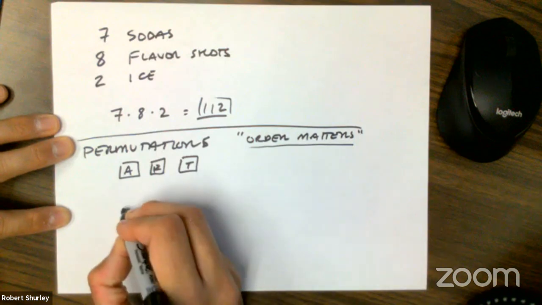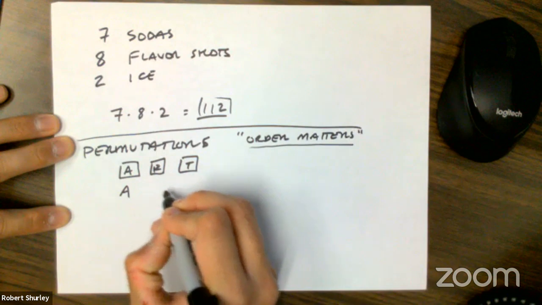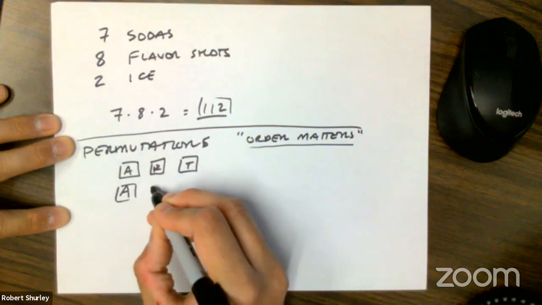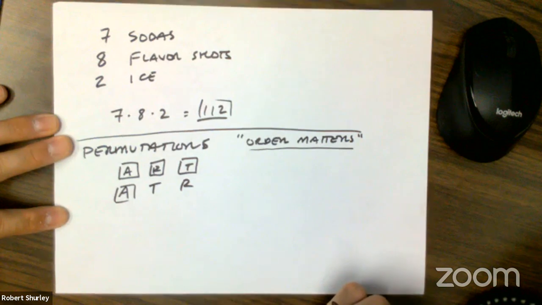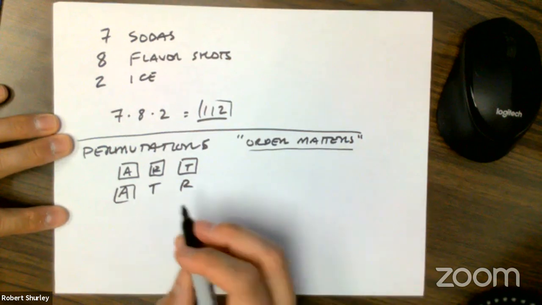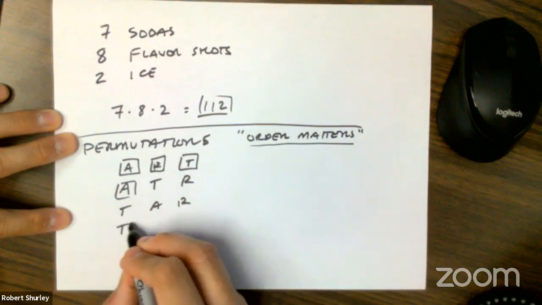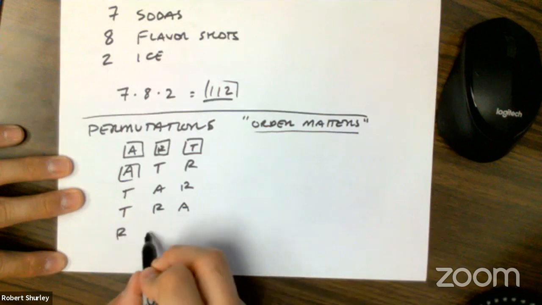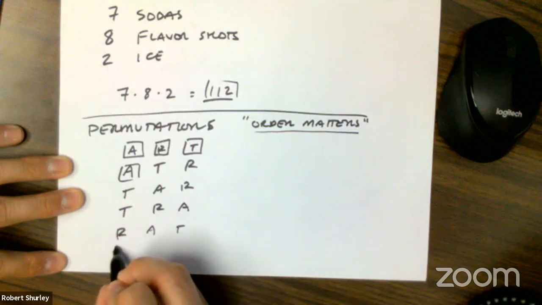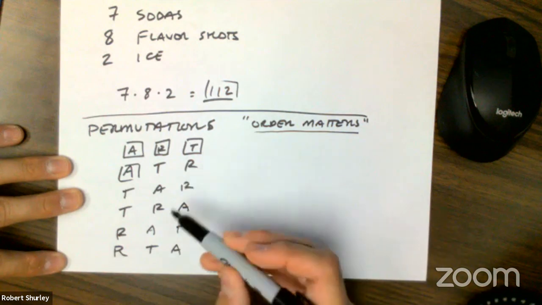So if we think about it, ART is one way, right? I'm not going to write the boxes out. Let's say ATR, that's another way. Then let's put the T first. So TAR, and then TRA, and then R can come first, RAT, RTA. 1, 2, 3, 4, 5, 6.